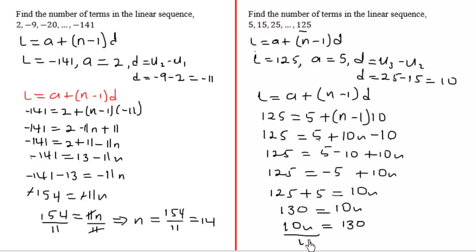Then divide through by 10. This implies that n is equal to 130 over 10, which gives us 13. Alright, so the number of terms in the sequence from 5 to 125 is 13.